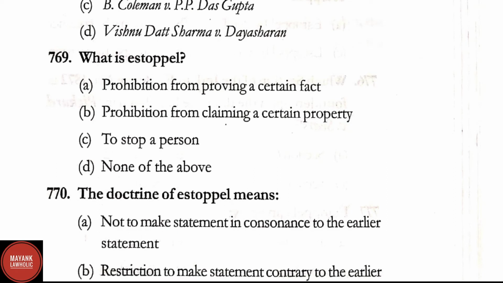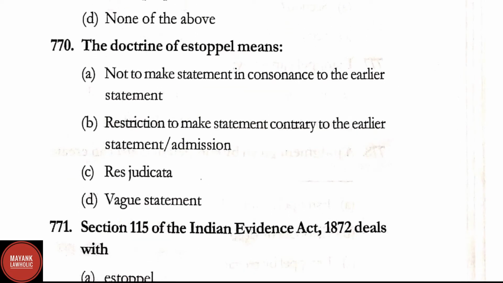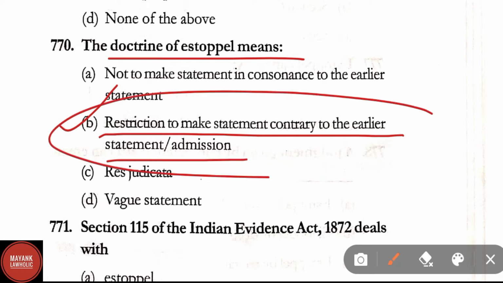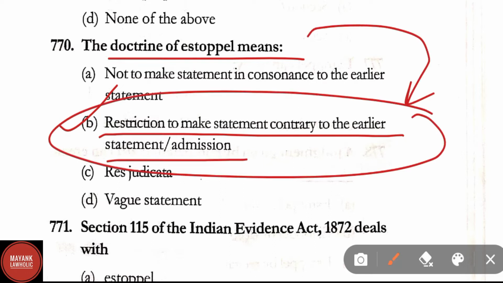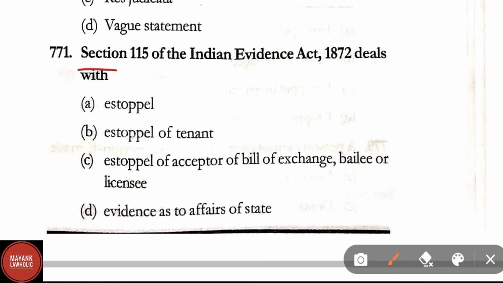Question number 769. What is estoppel? Correct answer is option A, that is prohibition from proving a certain fact. Question number 770. The doctrine of estoppel means option B: restriction to make a statement contrary to the earlier statement or admission. This is the doctrine of estoppel. Question number 771. Section 115 of the Indian Evidence Act deals with estoppel.